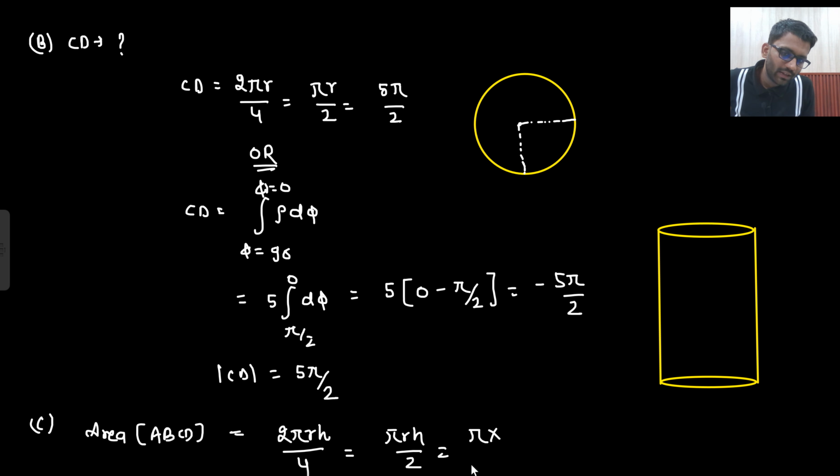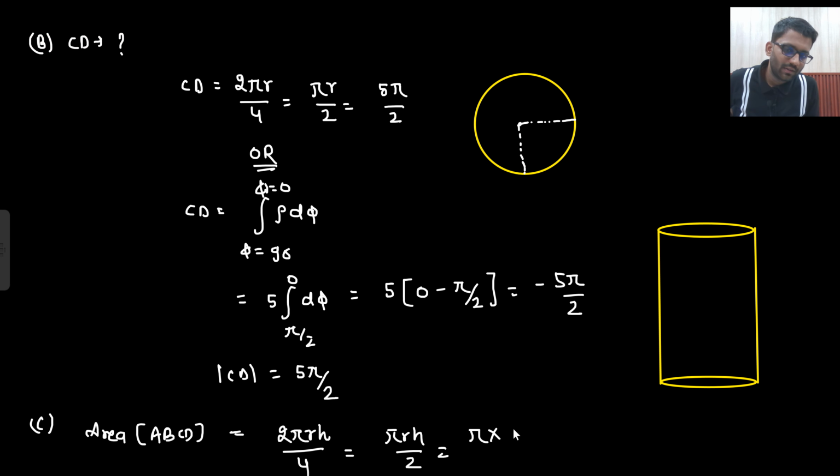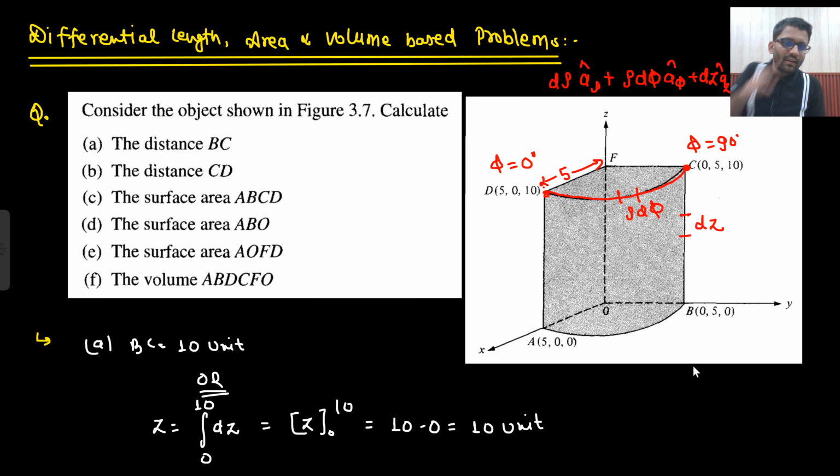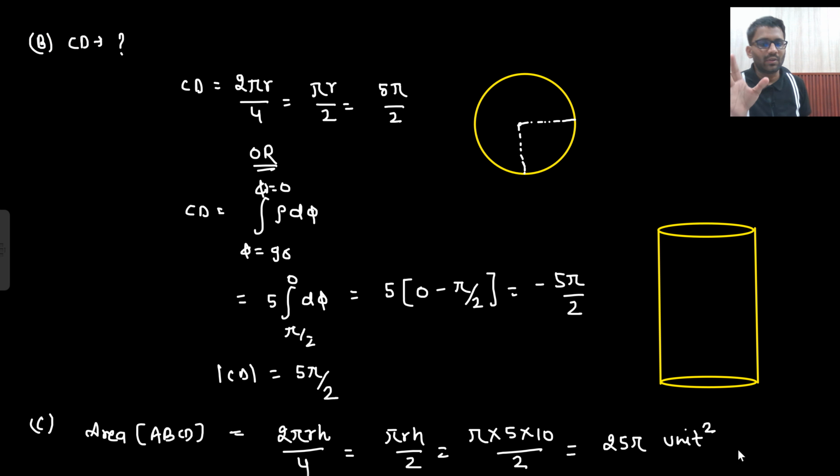What is the value of R? R is 5 here. What is the height here? Height is 10, divided by 2. So what are you going to get? 25 pi unit square. Are you able to understand this? Very easy. By geometry we are solving it.